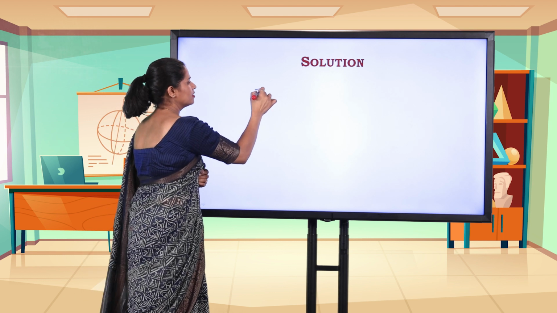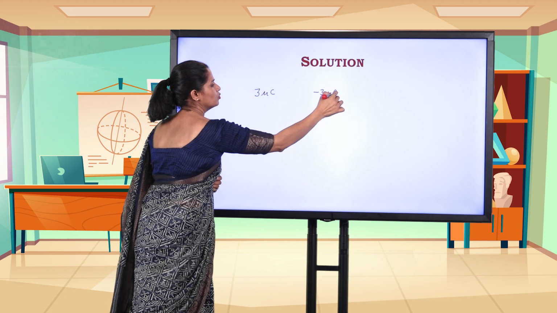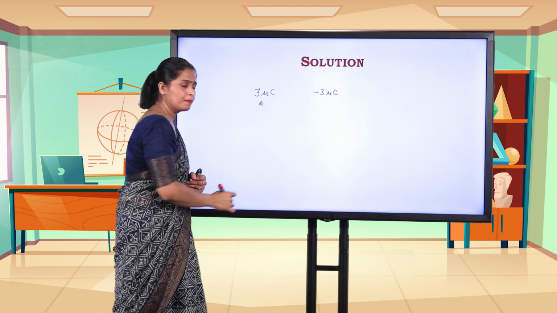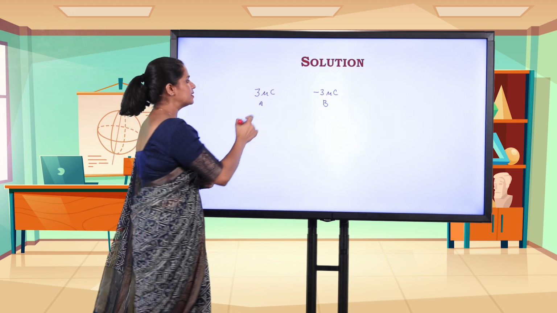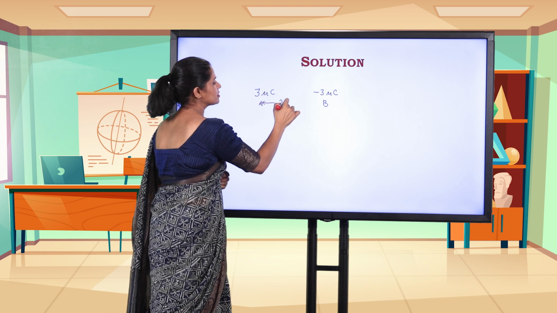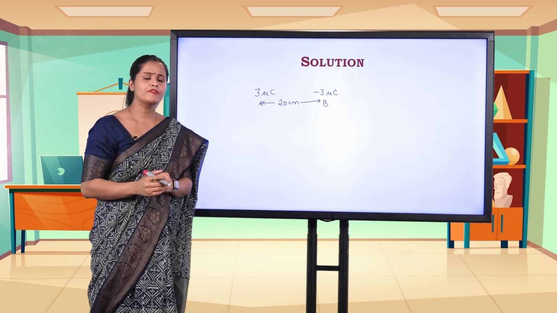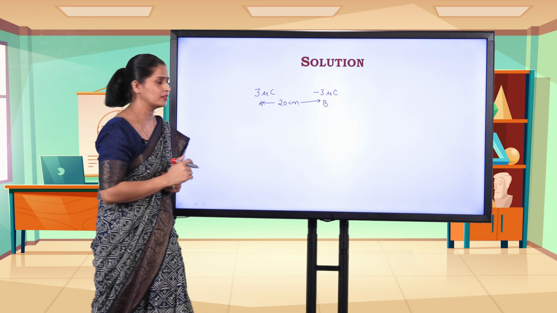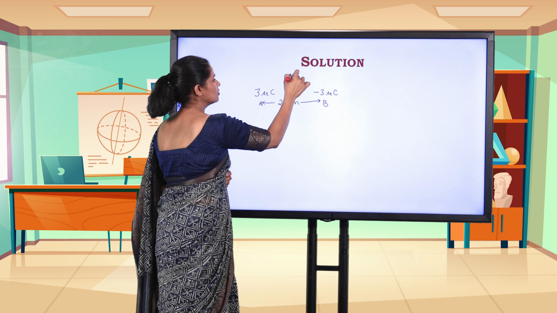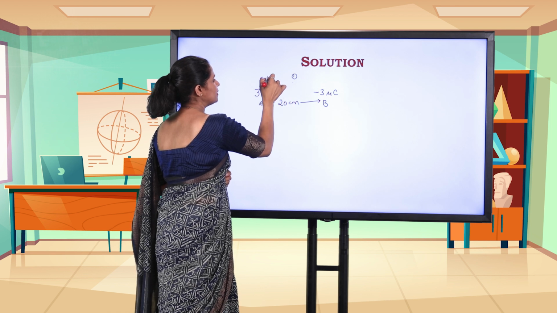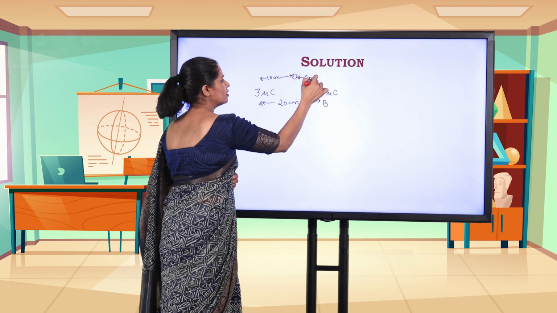So, we have 3 microcoulomb and minus 3 microcoulomb kept at point A and at point B. They are placed 20 centimeter apart. So, this distance AB is 20 centimeter. We have to find out the electric field at the midpoint. Midpoint means, let us say that point is O, this will be 10 centimeter and this charge is also 10 centimeter.